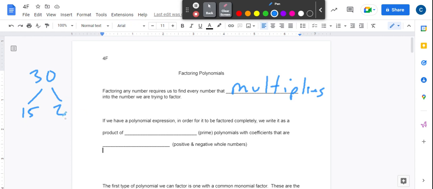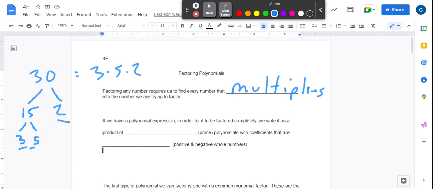Now, we can't break the 2 down anymore. 2 is a prime number. However, 15 is not a prime number, because 15 can factor into 3 times 5. We can't divide 3 anymore. We can't divide 5 anymore. So if we were to take 30, what it would really factor into is 3 times 5 times 2. Those are the factors of 30, the numbers that multiply into 30.